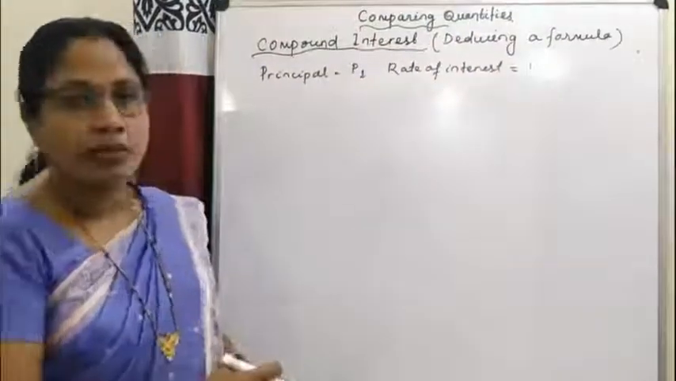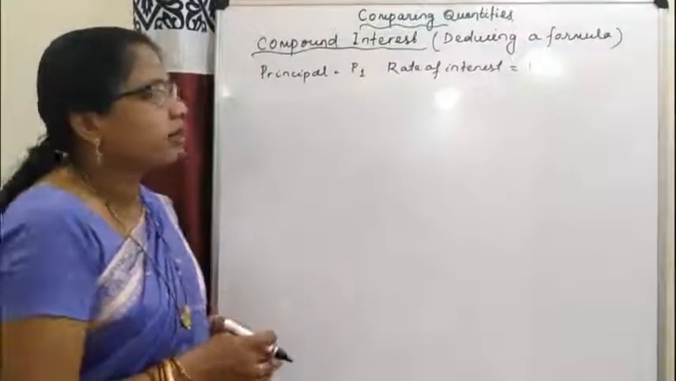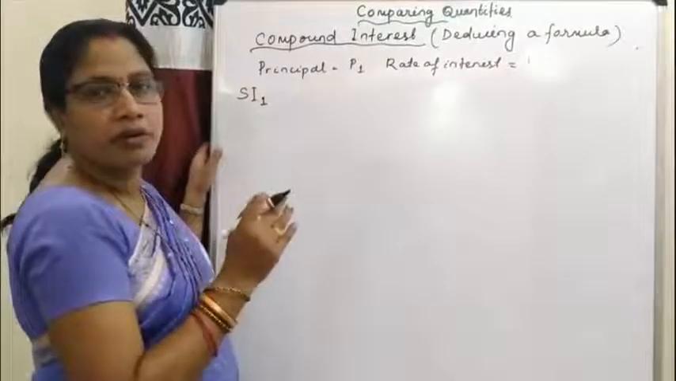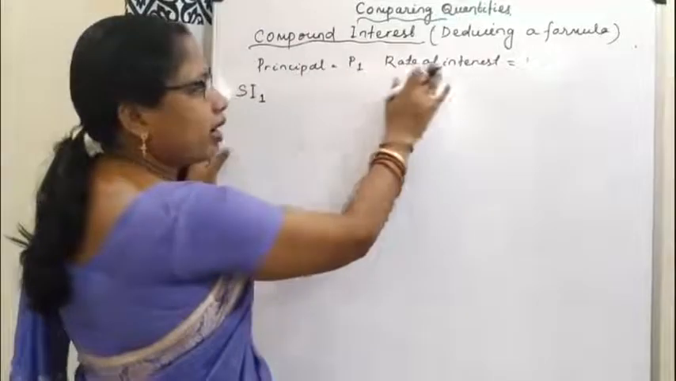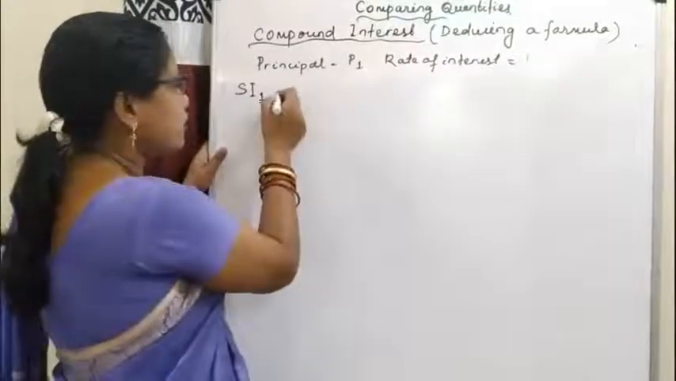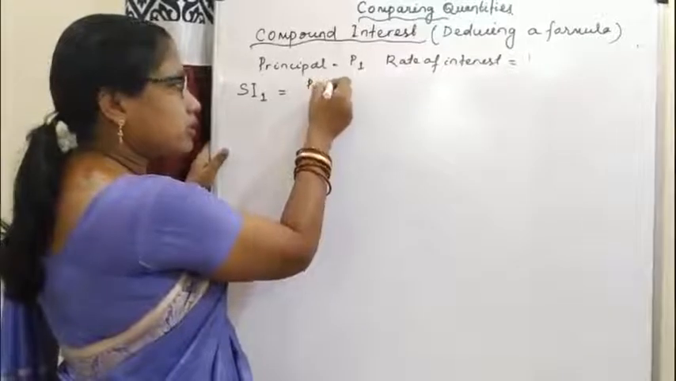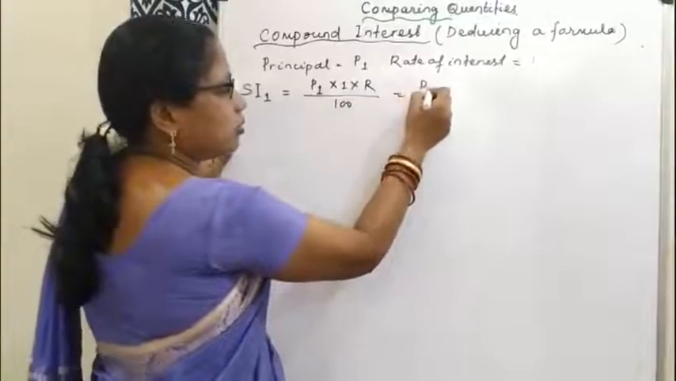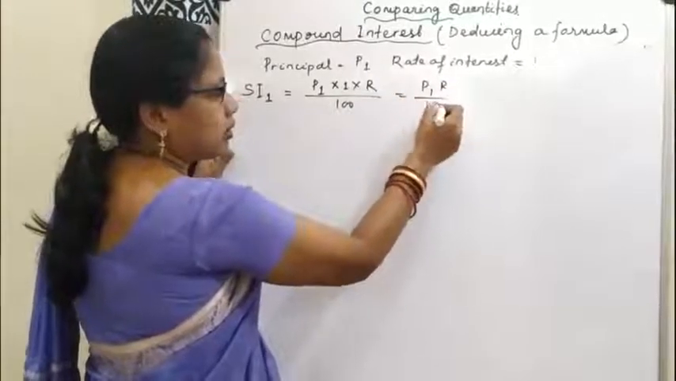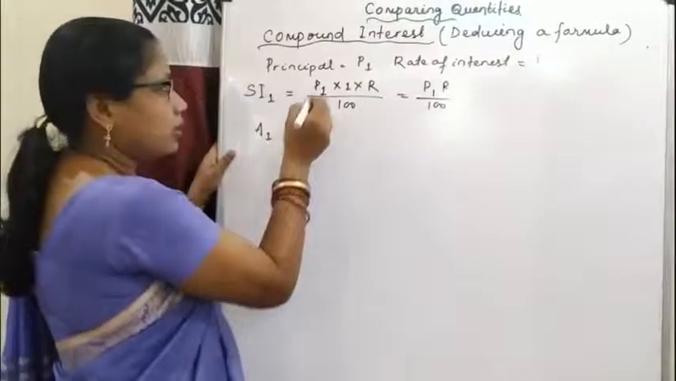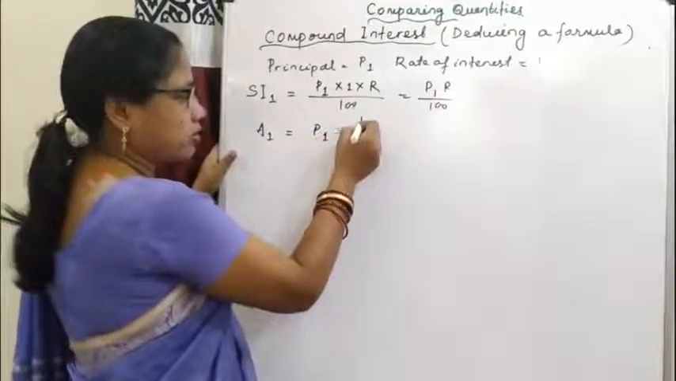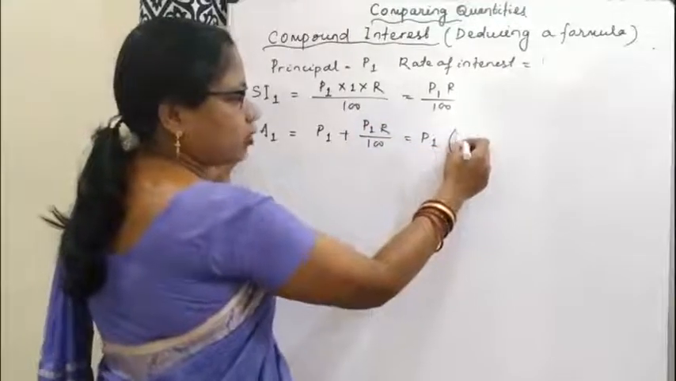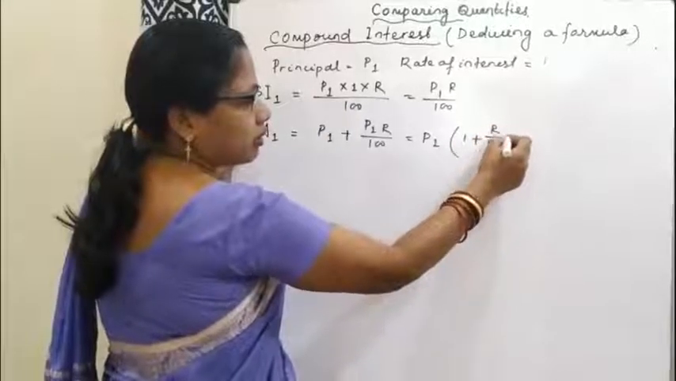Let us deduce the general formula by taking principal as P1 and rate of interest as R. So, what is our simple interest 1? That means interest for the first year. Principal is our P1 and rate of interest is R. So, simple interest 1 is P1, T is 1, and R by 100. So this is equal to P1R by 100. So amount 1 is equal to P1 plus P1R by 100. So this is equal to P1 into 1 plus R by 100.